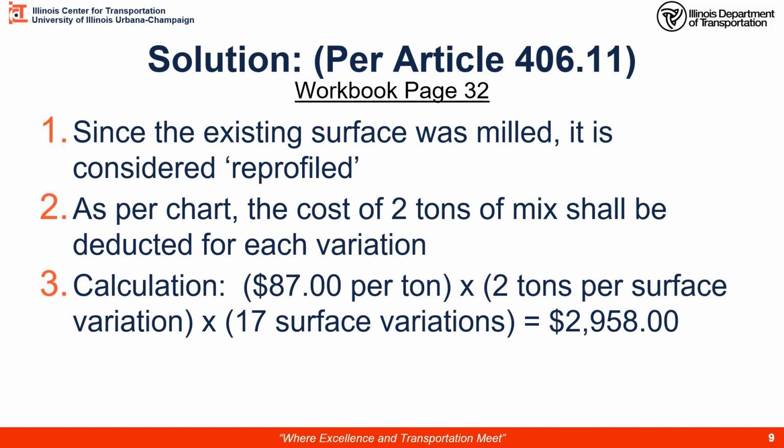So we need to calculate what our 87 per ton bid value is times the 2 tons, and then times the 17 variations. And that gives us just under $3,000, $2,958 for a deduction value.